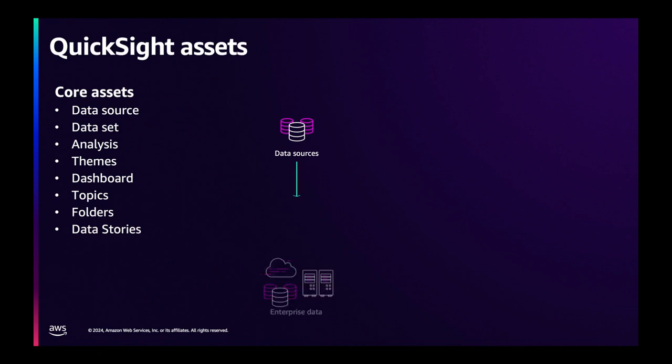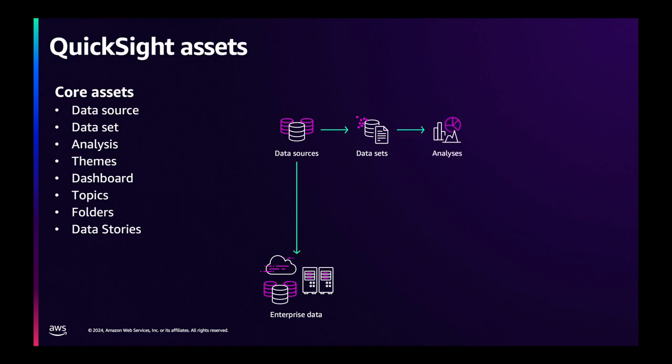So we start with data sources, which is the connection to your enterprise data, right? And from data sources, we create QuickSight datasets, where you ingest the data if you're using SPICE, or use direct query. Then authors create analyses on top of the data in the datasets, and there are themes with these analyses which help with aligning the look and feel of the visuals or the content in the analysis or in the published dashboard, and then the analysis is turned into a dashboard, right?